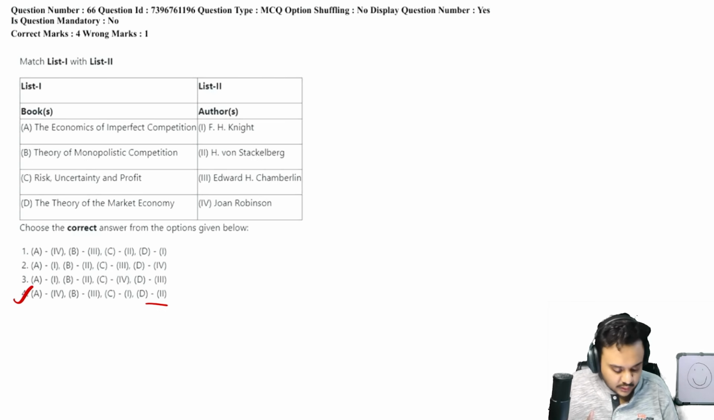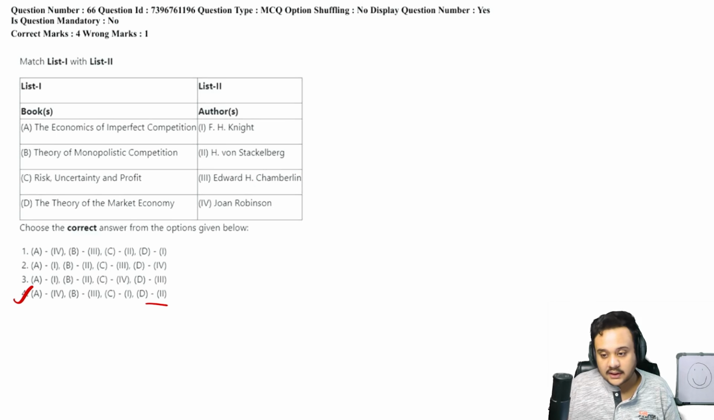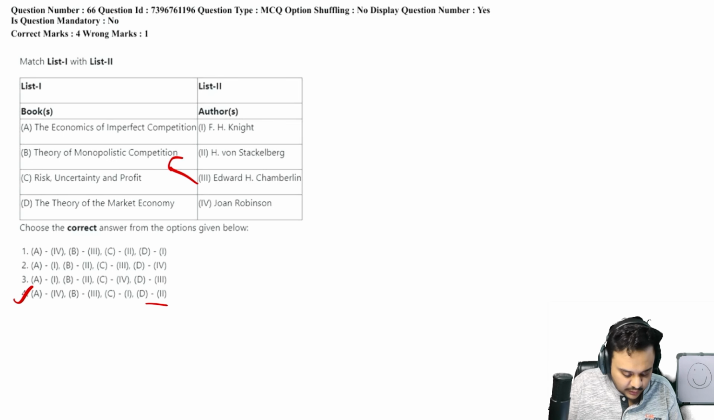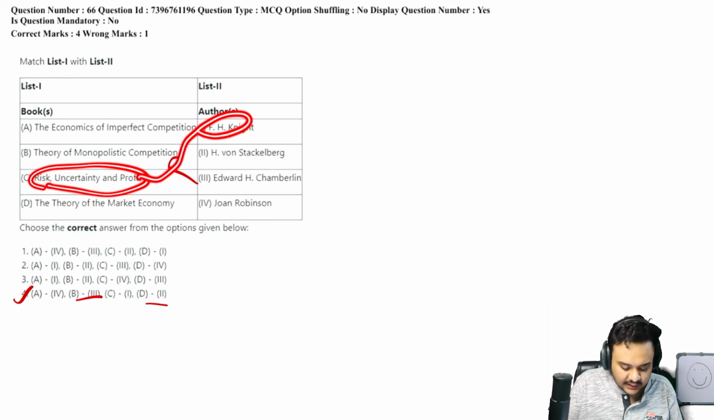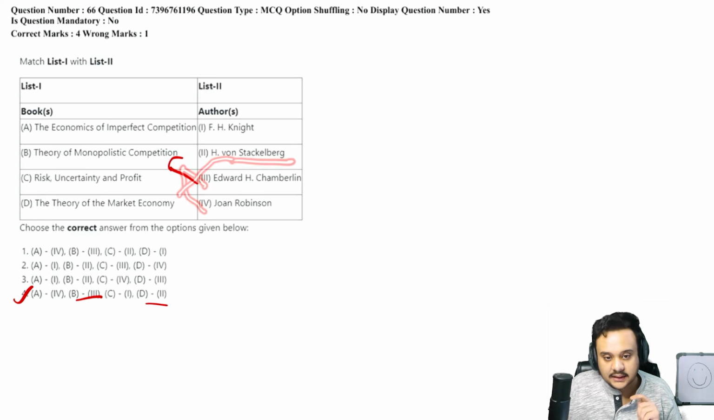Even if you don't want to do that, another thing you can see is Chamberlin and monopolistic competition, which is very famous. Chamberlin's work is The Theory of Monopolistic Competition. So B is matched with 3 in two places, here and here. Then you can also go with imperfect competition and Joan Robinson. And what is the last option? This one is slightly tougher, F. H. Knight. So you can either do Joan Robinson and Chamberlin, or you can directly solve with just Stackelberg's work.